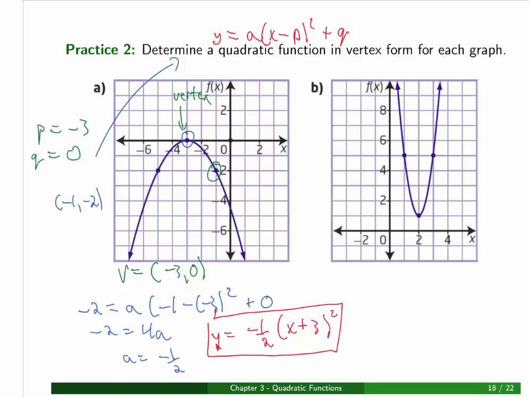That is the quadratic function in vertex form for this graph. So this next one, you look over here, that vertex right there is 2 and 1. If you take another point over here, this point is 3 and 5. So very, very quickly, you can immediately plug in. Right? You can immediately go to 5 equals a. You're plugging in the vertex.